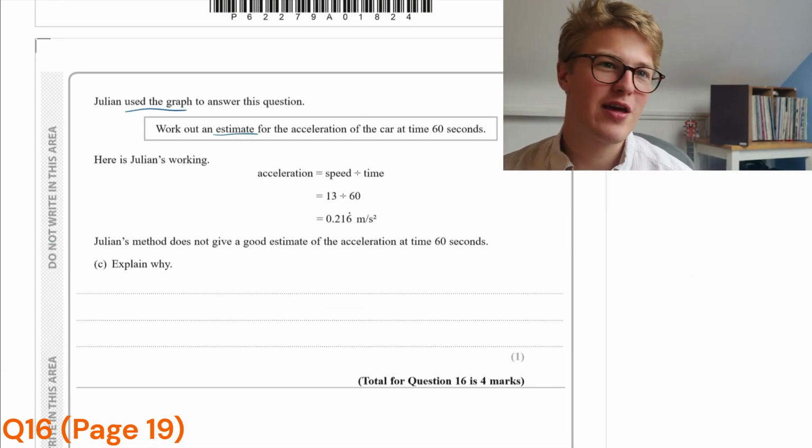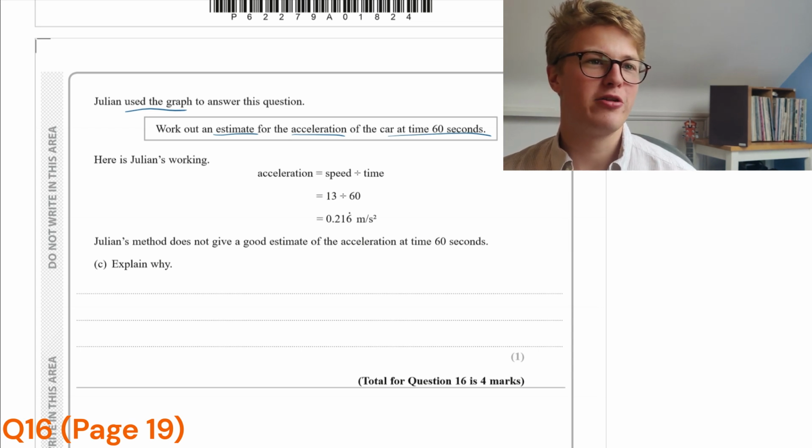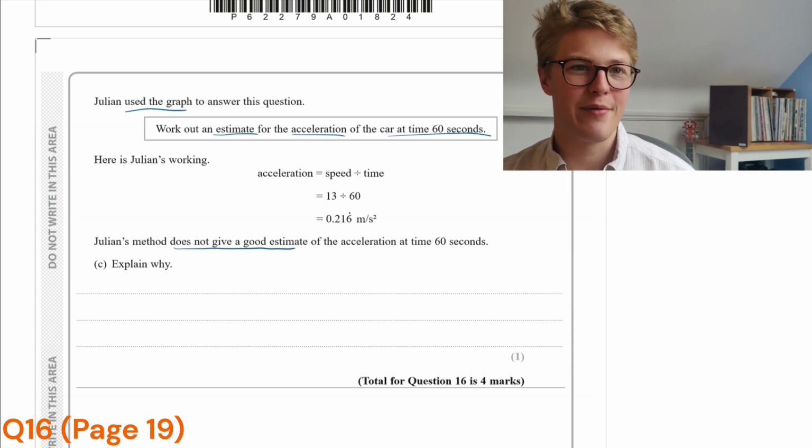Julian used the graph to answer this question. Work out an estimate for the acceleration of the car at time 60 seconds. Here's Julian's working. Julian's method does not give a good estimate of the acceleration at time 60 seconds.